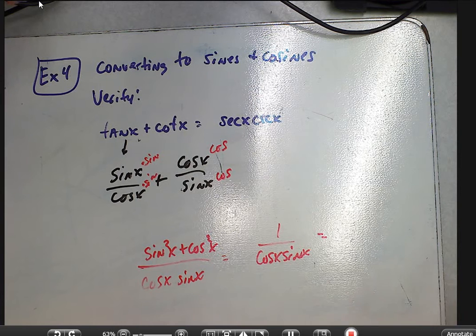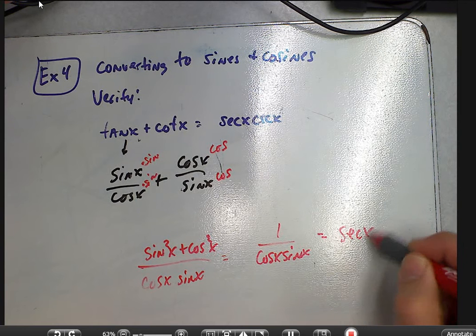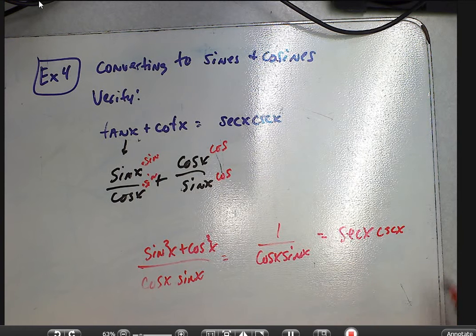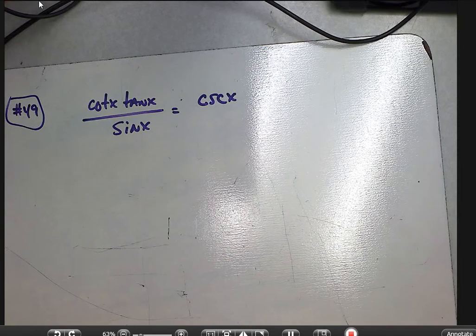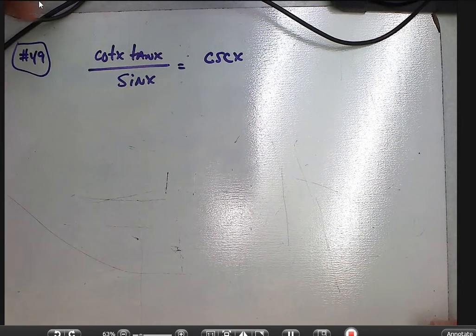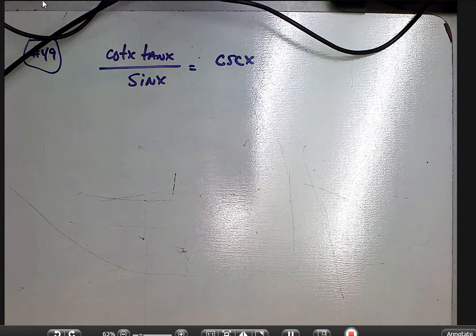And we know that 1 over cosine is the secant of x. 1 over sine is the cosecant of x. And voila, it looks like secant cosecant. Therefore, I'm done. Go ahead and see if you can figure out number 49. Press pause, and then come back and see if you got it right. Again, try this using sines and cosines.